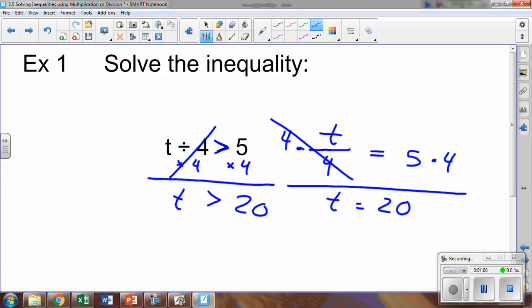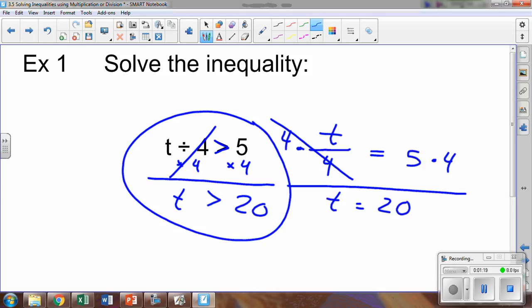There's our answer. Since our directions did not ask us to graph the answer, we don't have to. We're simply done with t is greater than 20. That's all that we needed.